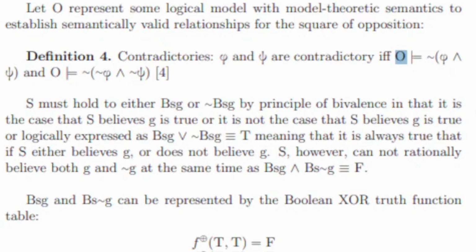Subject must hold to either that subject believes God exists or that subject does not believe God exists, by the principle of bivalence, in that it is the case that S believes God exists is true, or it is not the case that S believes God exists is true. Logically expressed as BSG and not BSG, meaning that it is always true that S either believes in God or does not believe in God. However, one cannot rationally believe both that God exists and God does not exist at the same time.